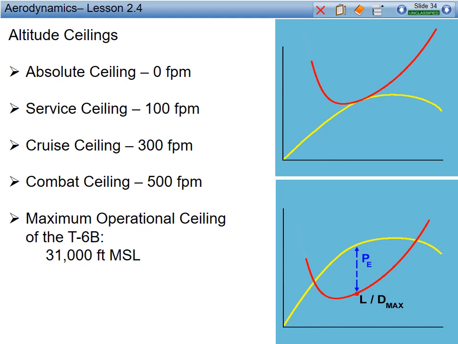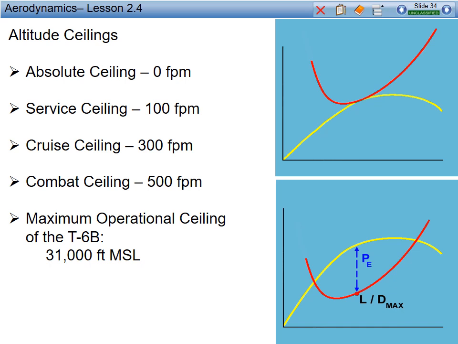When discussing climbs, we must always take account of the power available and the power excess. While climbing at your maximum rate of climb, your power available will decrease as well as your power required will increase. The first ceiling that you will hit is your combat ceiling. This will be found when your power excess only allows the airplane to climb at 500 foot per minute.